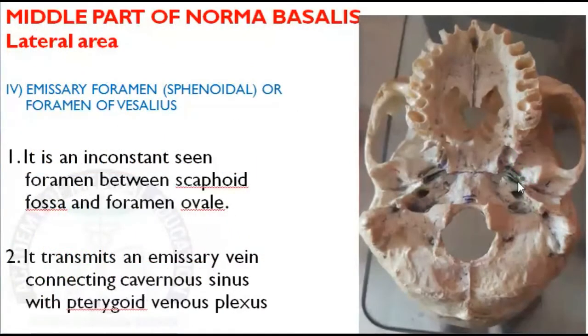Middle part of norma basilis in the lateral area. The next structure is the emissary sphenoidal foramen, or foramen of Vesalius. It is an inconstant foramen between the scaphoid fossa and the foramen ovale. It transmits an emissary vein which connects the cavernous sinus with the pterygoid venous plexus. This foramen is inconstant and is not always present.